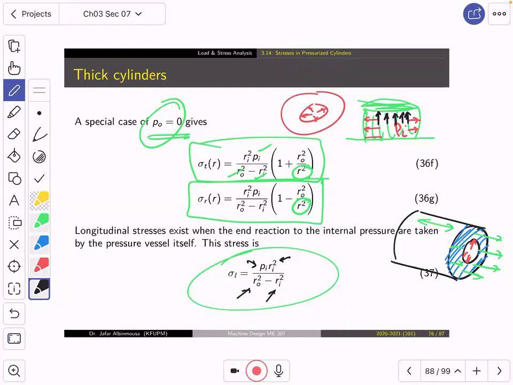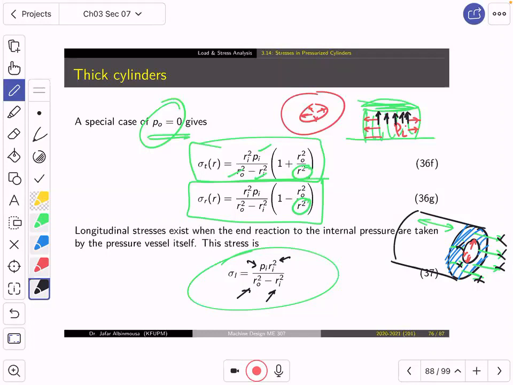So if we say open pipe, for example the pipe that transports oil from the Eastern Province to the Western, that's a very long pipe. Although there is a beginning and end to that pipe, because it's too long, we will ignore this. It doesn't have an effect on the longitudinal direction. But if you have a pressurized vessel sitting on the ground, like the gas cylinder, guys, that they use for cooking, this is closed. And there will be tangential, there will be radial, and there will be longitudinal.